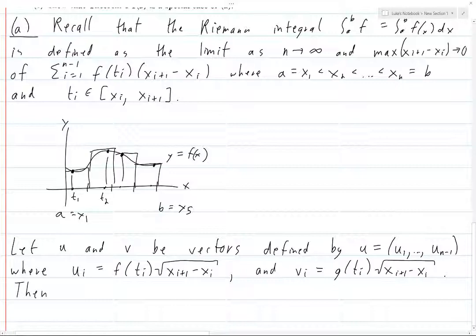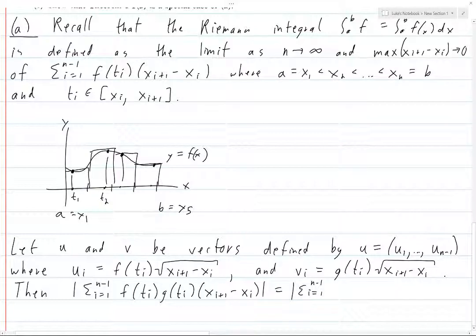Then, let's look at the absolute value of the sum from i equals 1 to n minus 1 of f of ti times g of ti times xi plus 1 minus xi. So this is, just by definition, the sum from i equals 1 to n minus 1.